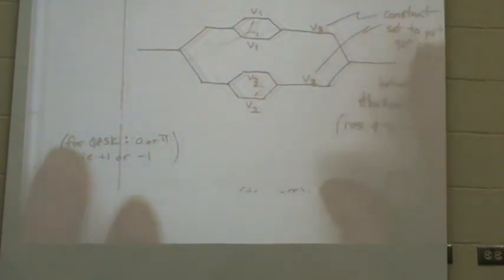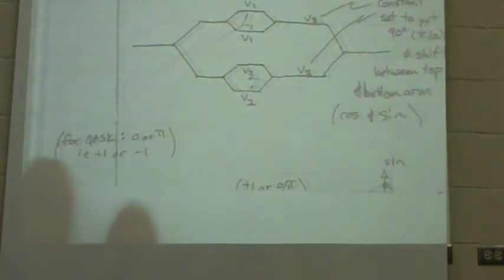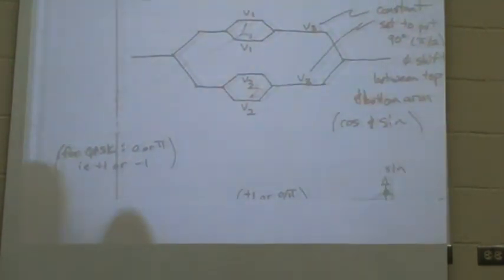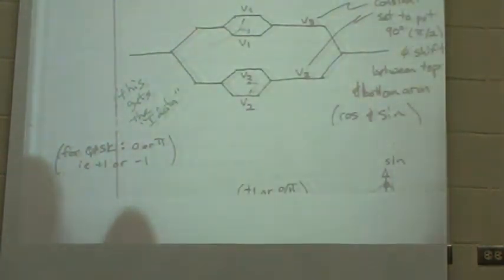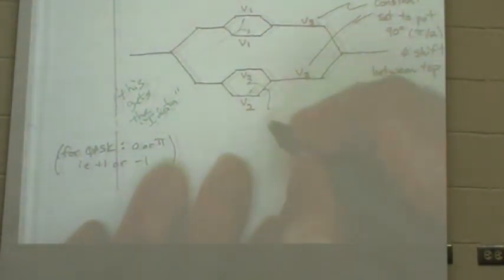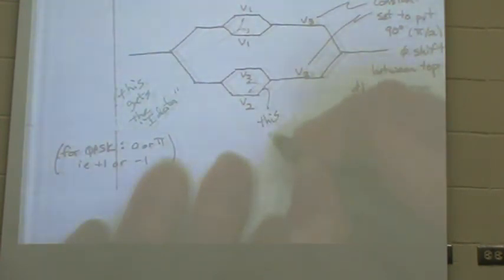what's the easiest way to see that? This voltage gets the I data, maybe the in-phase data, and then this one gets the quadrature data, Q data.